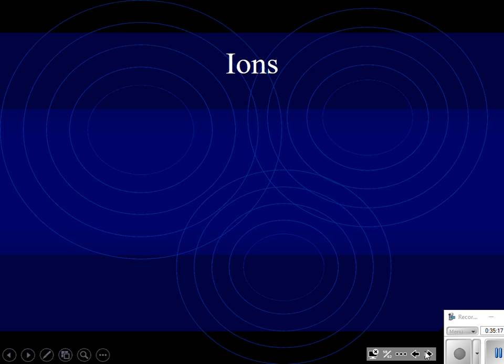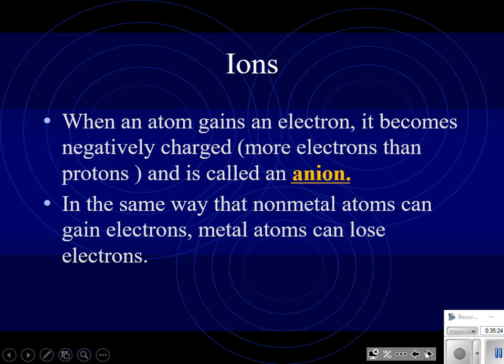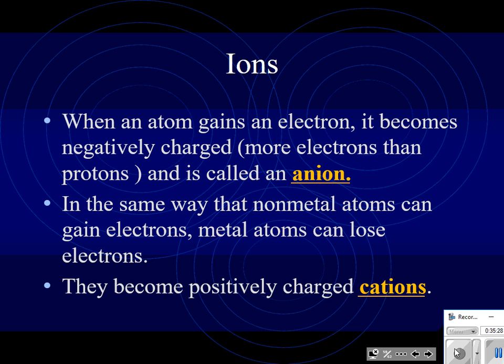Well, let's talk a little bit more about these ions. More terminology. When an atom gains an electron, it becomes negatively charged. It has more electrons than it does protons. It has more minuses than it does pluses. If that is the case, we call it an anion.